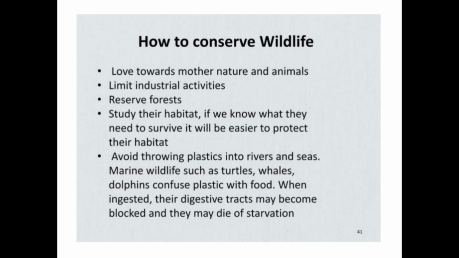Marine wildlife such as turtles, whales, and dolphins confuse plastic with their food. When ingested, their digestive tract may be blocked and they may die from this.